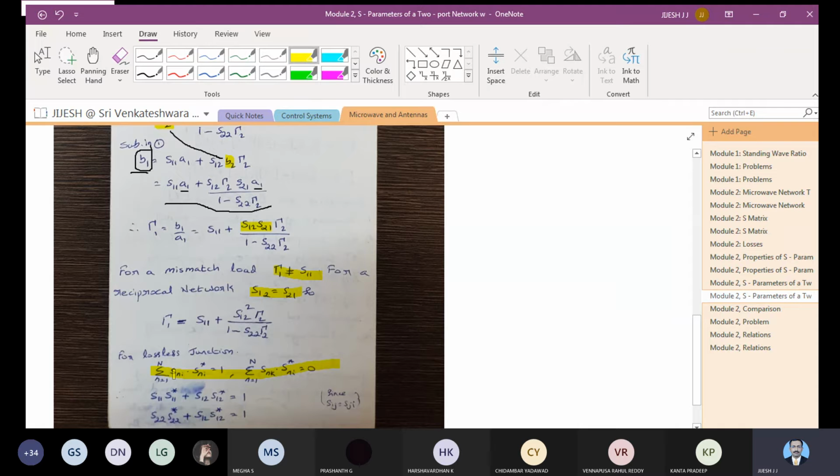And also I know that Sij can be written as Sji. So if I have S12 and all, I can also write in terms of S21. Both are correct, since it is a reciprocal network. So till here you complete it, then we'll continue further.